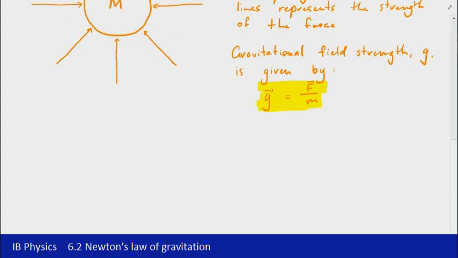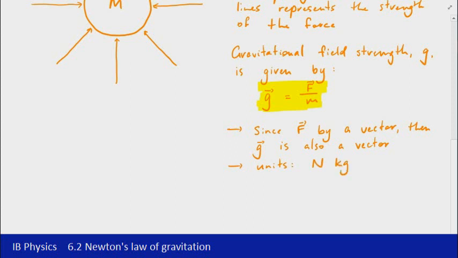A couple of things to note here. You'll already have hopefully observed the first one. Since that force is a vector, and we're just dividing by a scalar quantity in mass, then it makes sense that gravitational field strength is also a vector. And secondly, the units of gravitational field strength. If we go back to this equation, units of force are in newtons, and we're dividing by kilograms, so the units of gravitational field strength are newtons per kilogram.